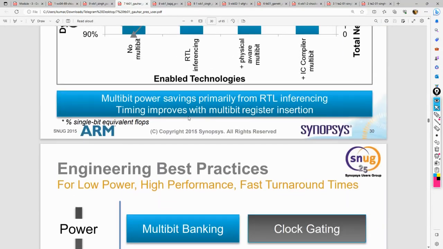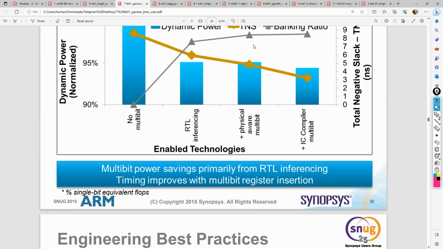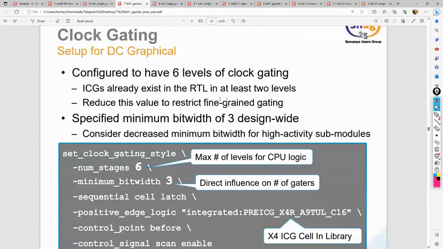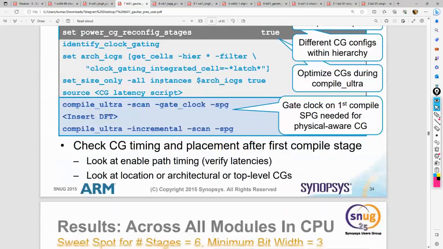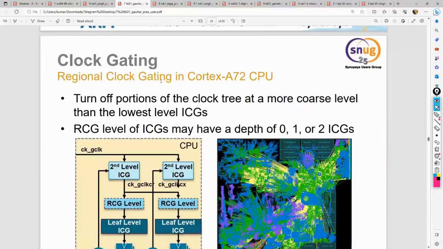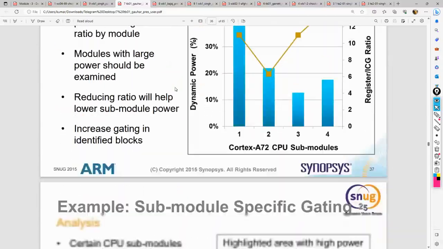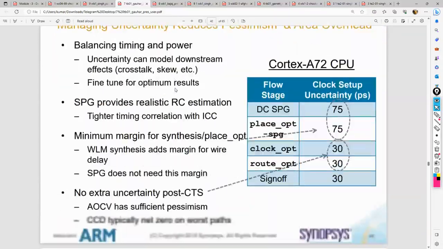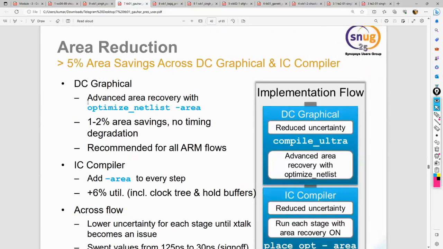See what is WNS, what is TNS, and how your WNS is trending and all of that, and how can you look at your power, what is clock gating, and different timing analysis and different challenges with respect to clock gating, and useful skews and all of that. So you would go through each and everything. See here, optimize netlist hyphen area. So that is what is the best way to do area reduction.